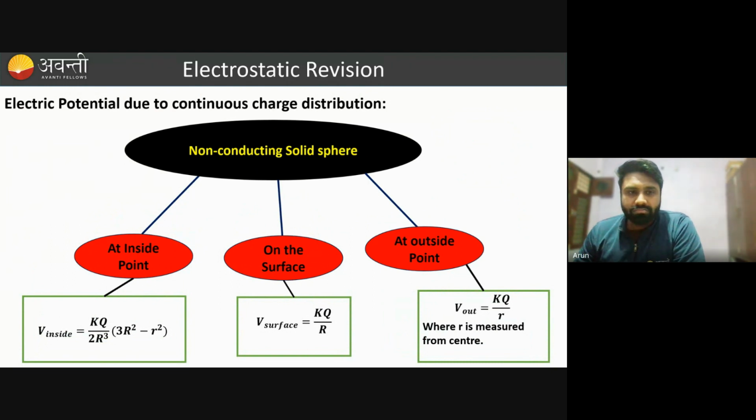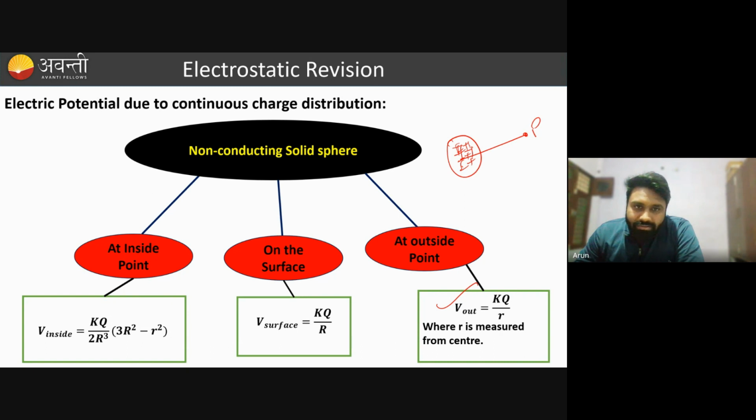Although there has been a question asked, but not so much. So at an outside point, V outside, the same scenario will follow: kq upon r. Because it is non-conducting and solid also. But what about the point outside? You will take it as a point charge, and for a point charge, the expression will be the same, kq upon r.